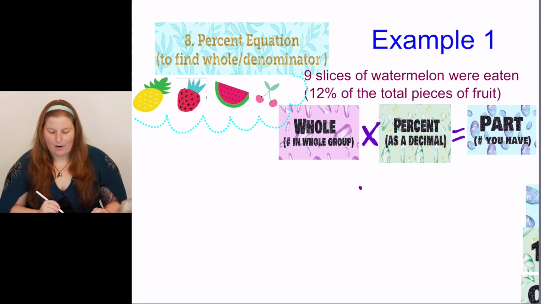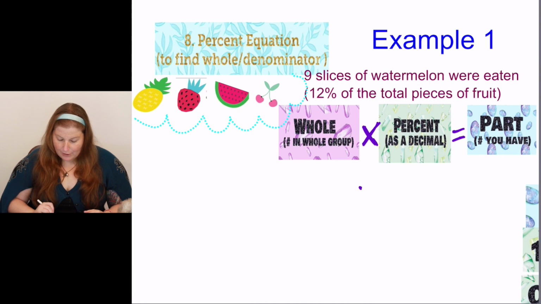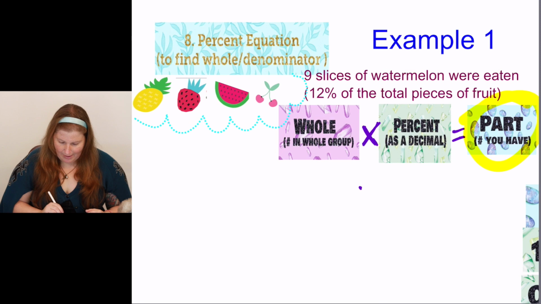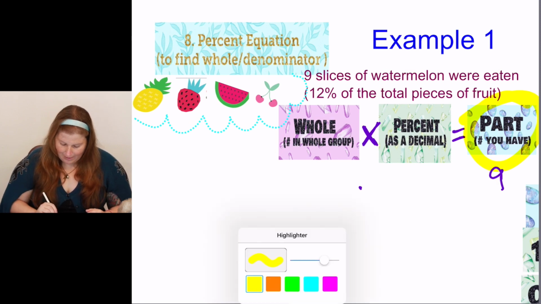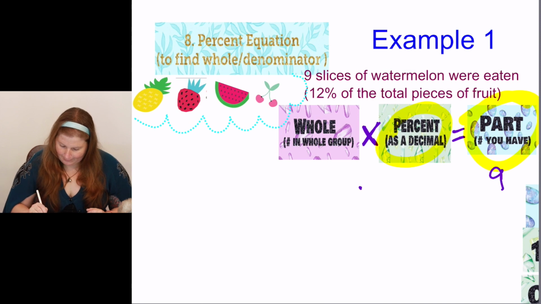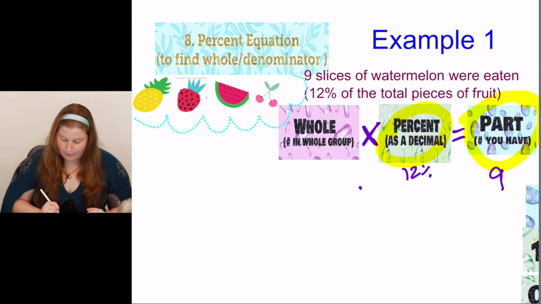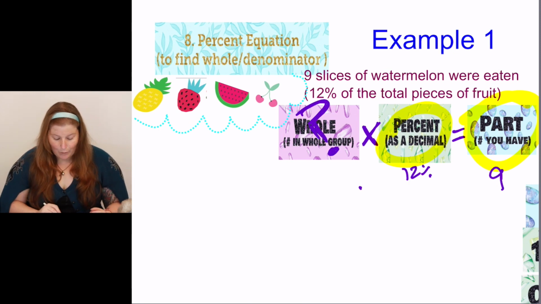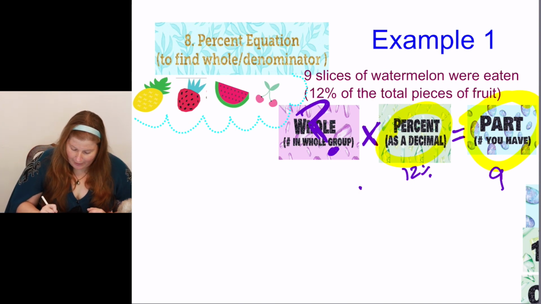After that, I want to find out which two of these I have in the problem and which one is missing. So 9 slices of watermelon that were eaten, that's going to be the part that was eaten right here. So I know I have that and that it's equal to 9. And then that's 12%, so I also have the percent right here. So what I'm trying to solve for today is the size of a whole group. What's the total number of pieces of fruit?